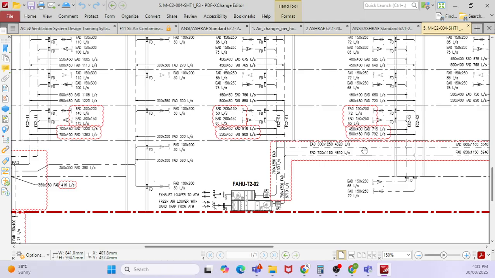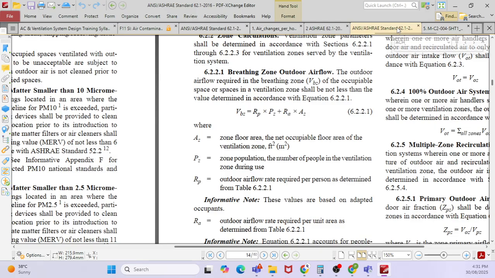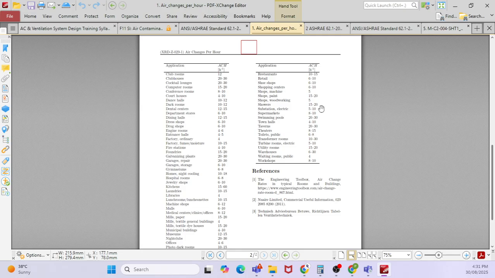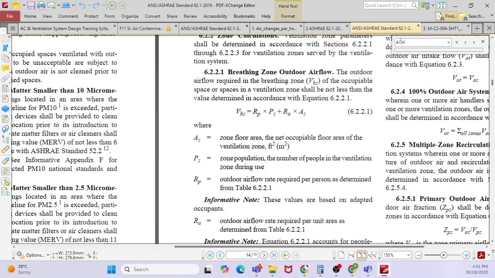Now how do we calculate the fresh air? That is based on the 62.1 method, or you can calculate based on the air change per hour method. There are two methods. Now we will go based on the 62.1 method. So what is the calculation here? You can see that this is the equation to calculate your fresh air.